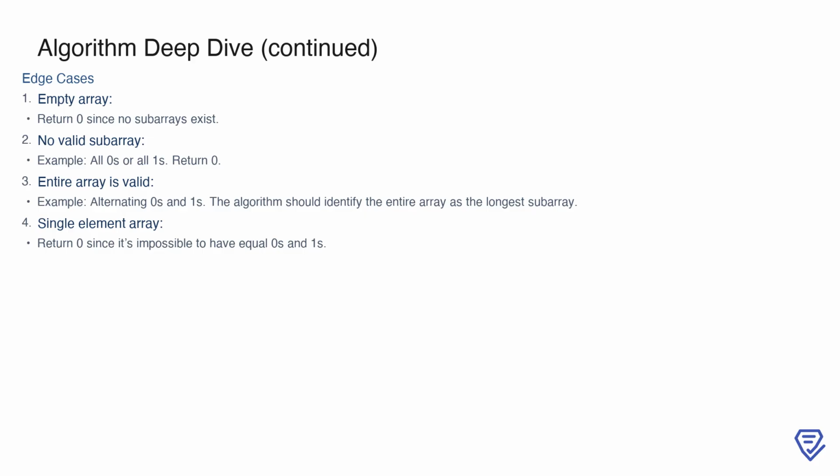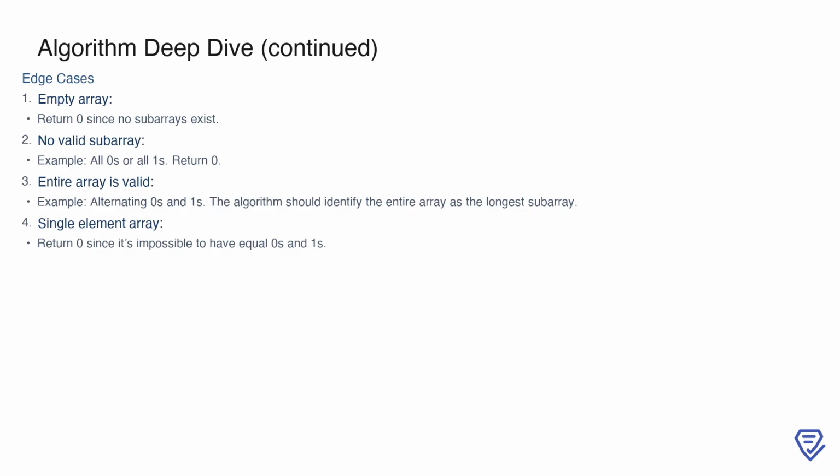In cases where the entire array alternates between zeros and ones, the algorithm should correctly identify the entire array as the longest subarray with equal zeros and ones. For single-element arrays, it's impossible to form a valid subarray, so the result is 0. By handling these edge cases, the algorithm becomes robust and capable of returning correct results across a wide range of inputs.